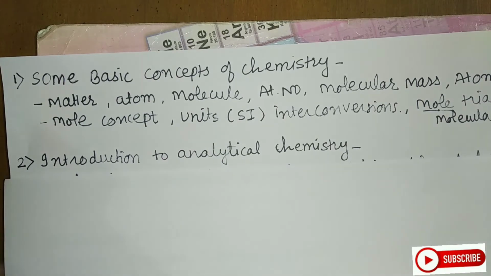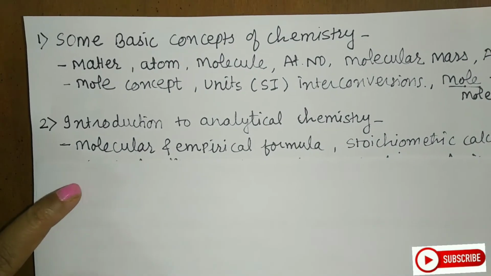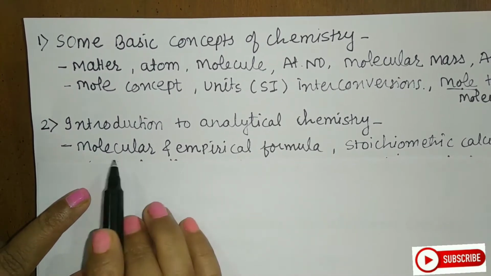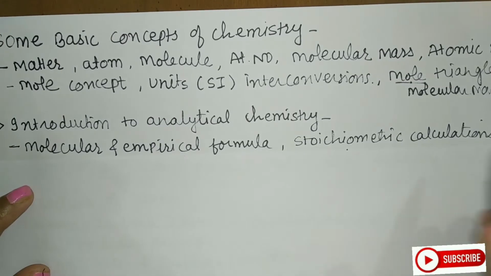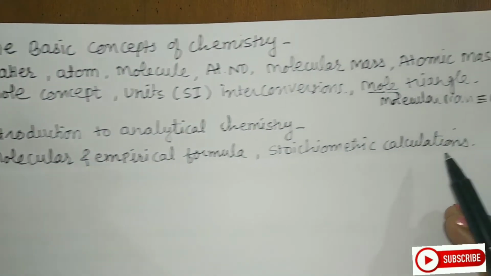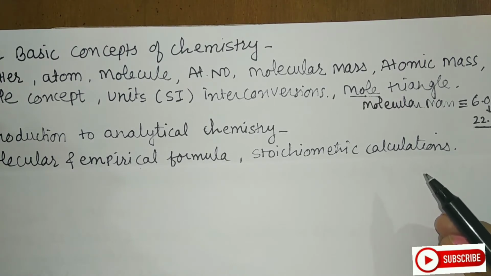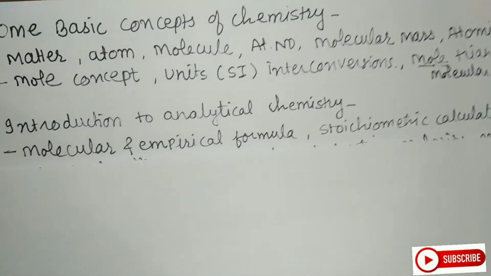The second chapter is Introduction to Analytical Chemistry. From this, you should have knowledge about the molecular and the empirical formula and how you can convert one from the other. Next is the Stoichiometric Calculations, how to make stoichiometric calculations based on balanced chemical equations. So you must practice writing the combustion and formation reactions by using stoichiometric coefficients, and then practice the calculations based on it.